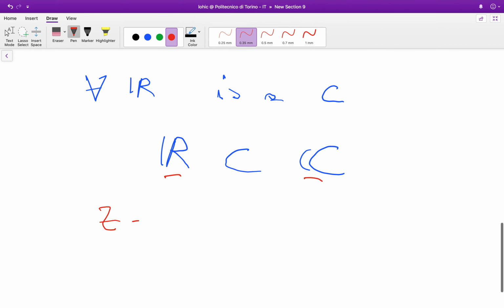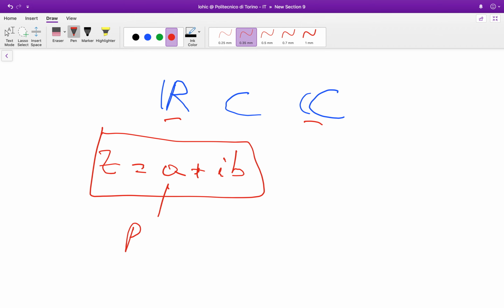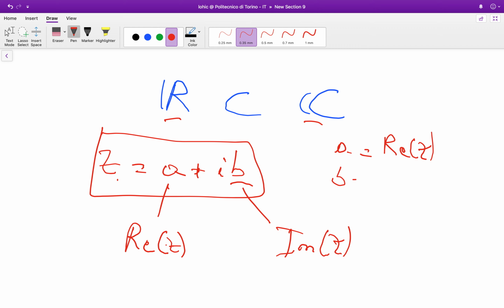Then any complex number can be written in the form z equal to a plus ib. So any complex number z can always be written in this way, right? This a is called the real part of z, and we write it like this: the real part of the complex number z. And b, I didn't say i times b, I said b. b is called the imaginary part of z. So I repeat, a is the real part of z, and b is the imaginary part of z.